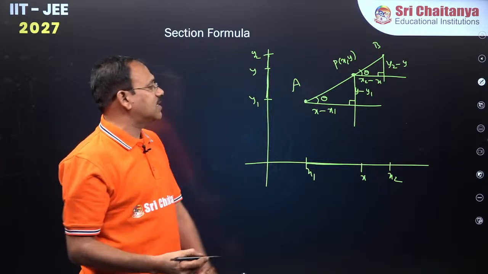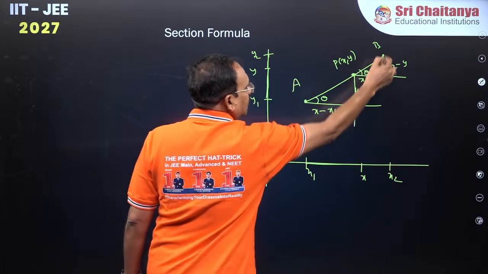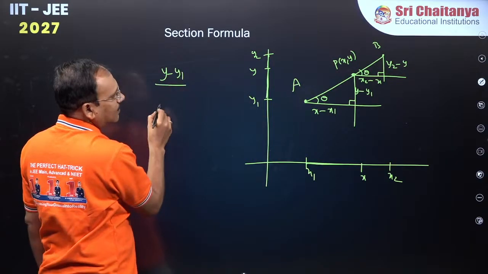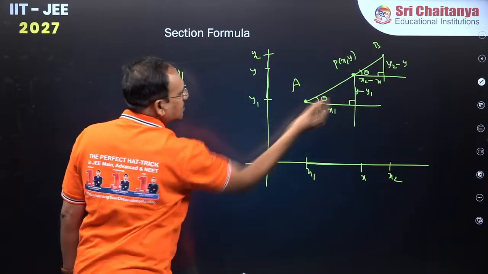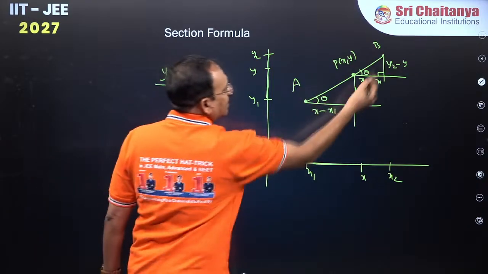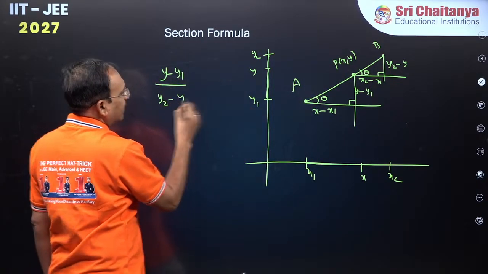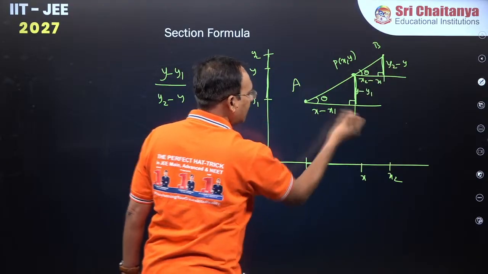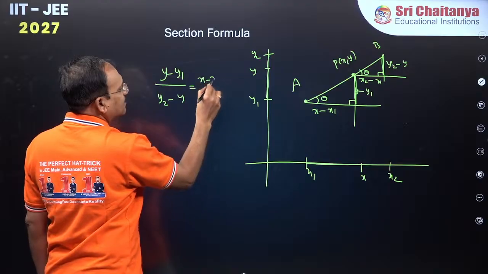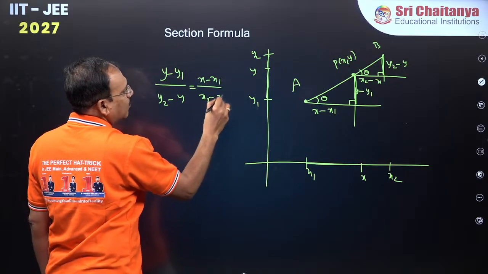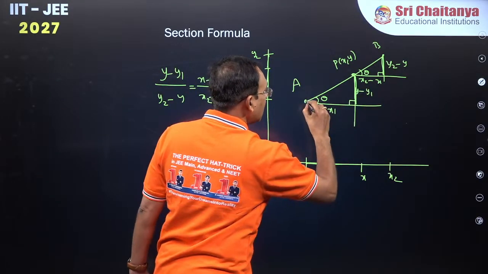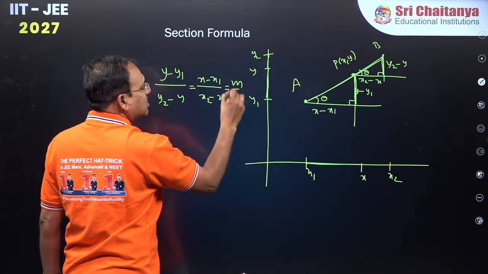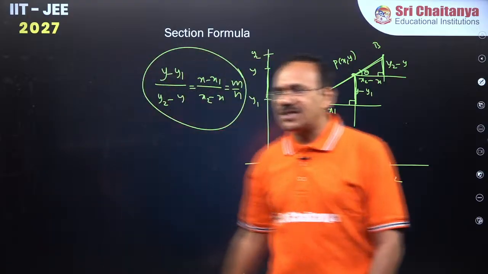If they are similar, dear students, you write this by this: (y minus y1) by (y2 minus y). I am doing this side divided by this because these two are similar triangles, equal to (x minus x1) by (x2 minus x), that is this by this, which is equal to AP by PB. P is dividing in the ratio m is to n. So this is m by n, that is it.